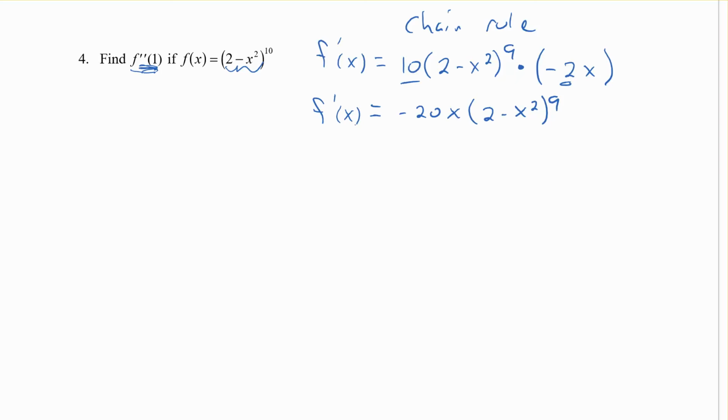So that's my first order derivative. So we figured that out. Now we've got to figure out our second order derivative. So now it's like we just have a brand new problem. This part would be considered my f, I guess, and this would be considered my g. We need to do the product rule.